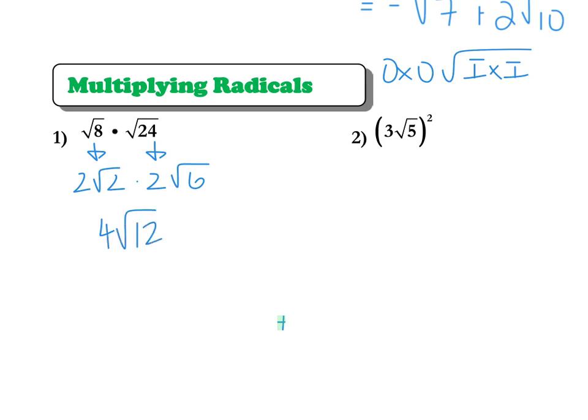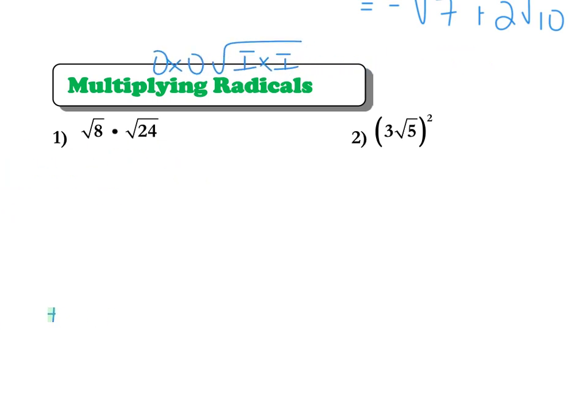Then when you're done, make sure that you can't simplify this any further, which you actually can. This is 4 and 3, 2 and 2. So I can take a 2 out, make sure you multiply it by the number in front. So this gives me 8 root 3 as my final answer. All right, let's take a look at number 2.